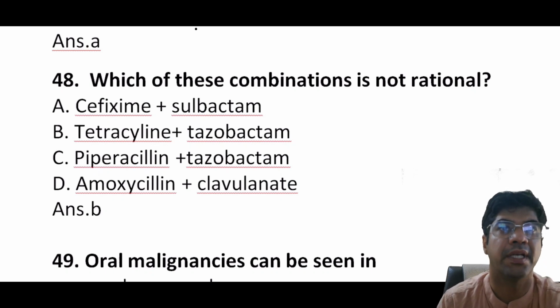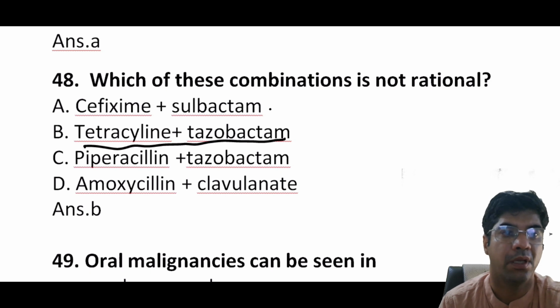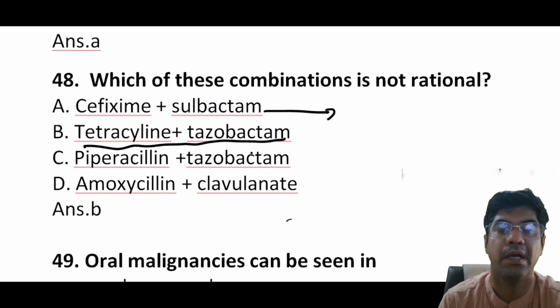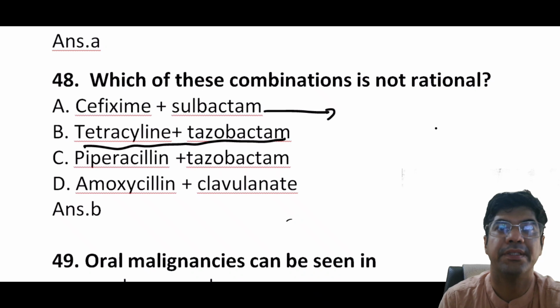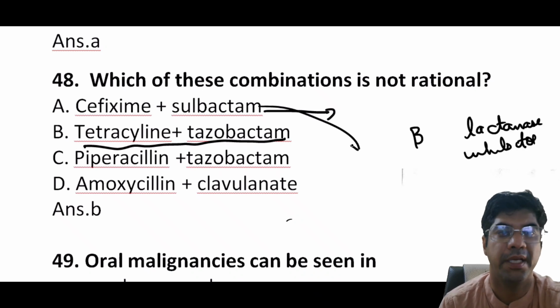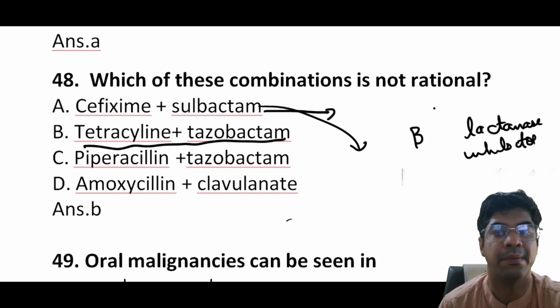Coming to the next question, which of the following is not rational? The answer is tetracycline with tazobactam. Option A is cefixime plus sulbactam. We know cefixime, it is a third generation cephalosporin. And sulbactam, remember sulbactam is a beta lactamase inhibitor. So this combination can be rational because sulbactam can protect the cefixime from being broken down by beta lactamase enzyme, thereby extending its spectrum of activity.